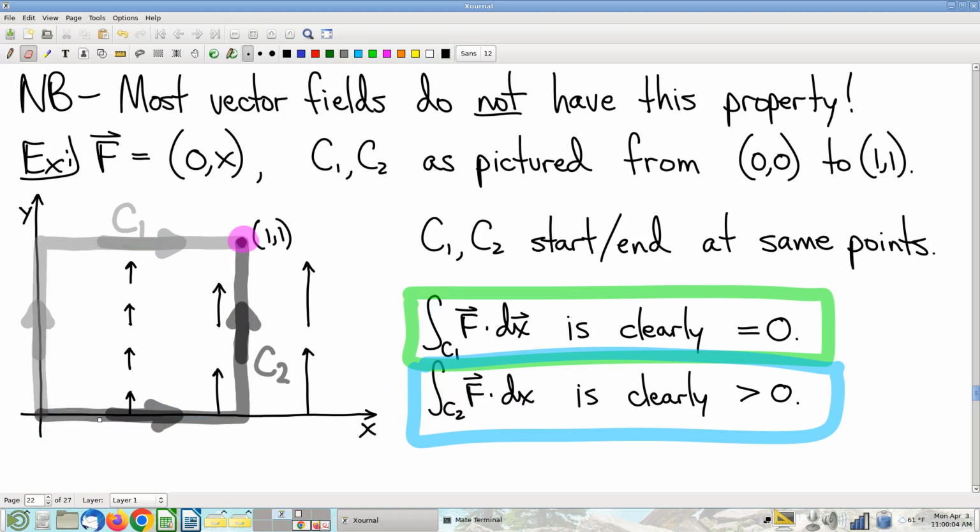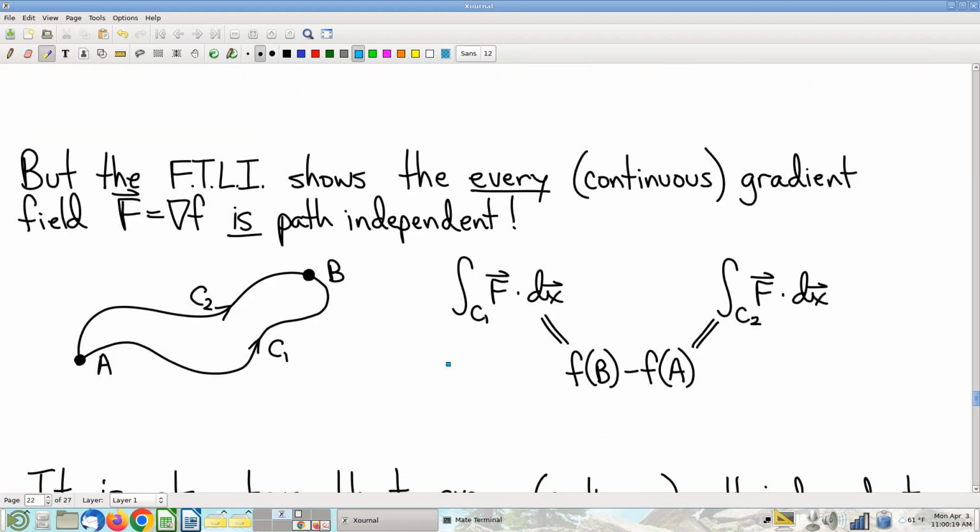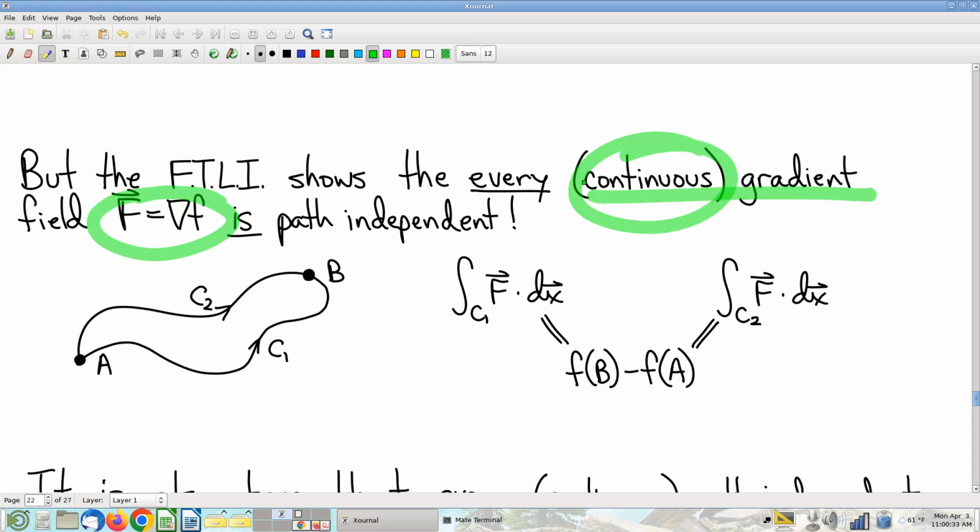Okay, I think I've built up enough drama on that now. And now that I've convinced you that it doesn't seem like path independence should ever happen, let me show you an example, in fact, an entire category of vector fields that do have this property. And it's weird to think, but an entire category, and that is gradients. And yes, I do need them to be continuous. This is a little formality, but gradient fields are path independent.